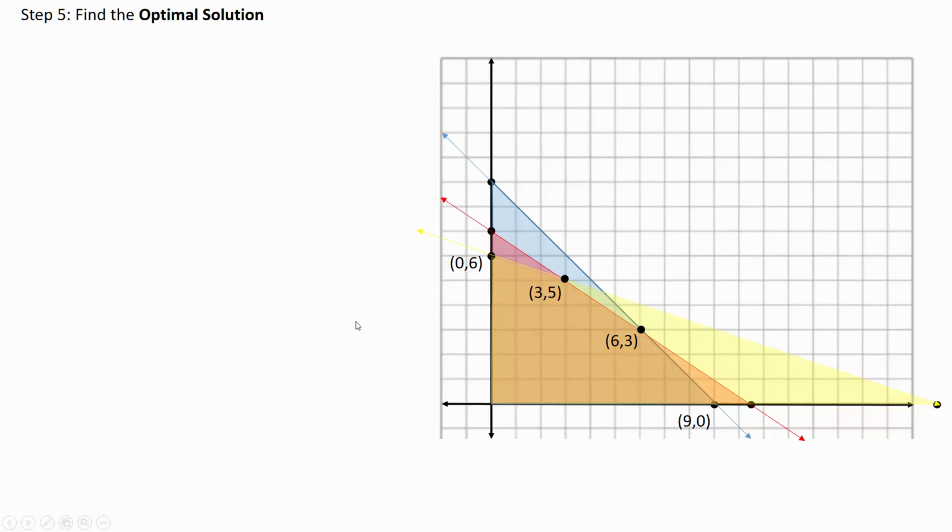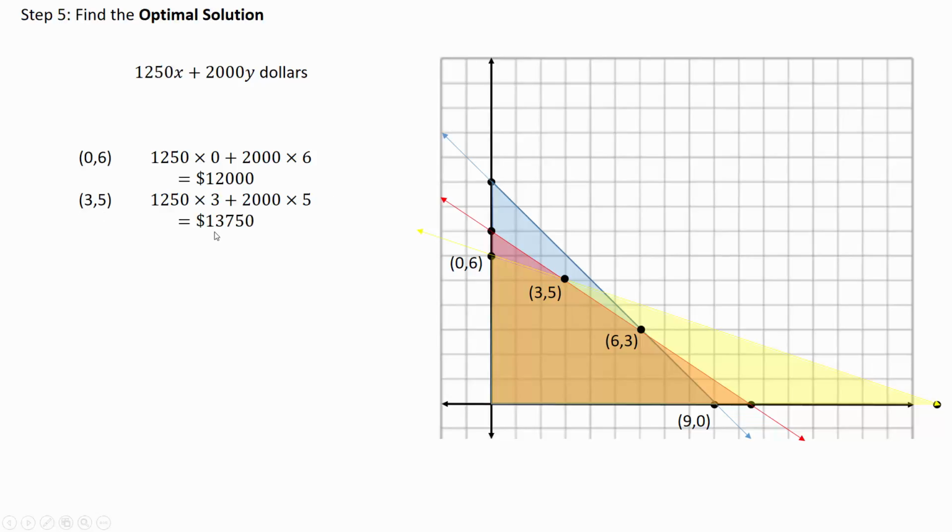Now I need to find the optimal solution, in this case, maximizing. So I know from before that 1,250 times the number of trucks of Rampage plus 2,000 times the number of trucks of Rampage Plus will tell me how much profit we're making. So what I do is I substitute in the values for x and y for each of my points. So for this vertex here, 0, 6, I would have 1,250 times 0 plus 2,000 times 6. That's $12,000 profit.